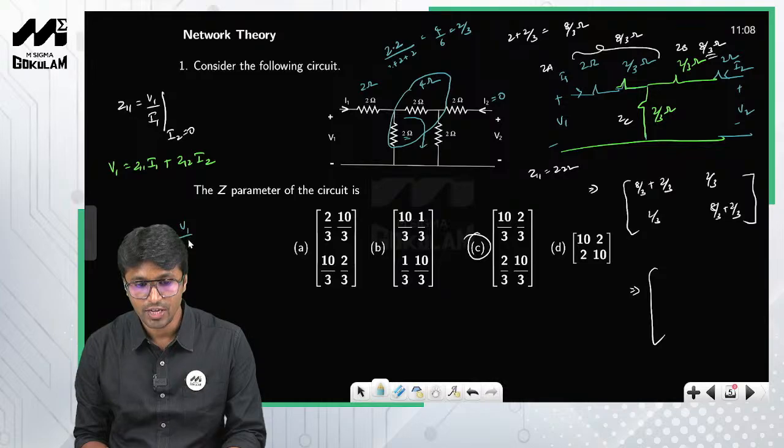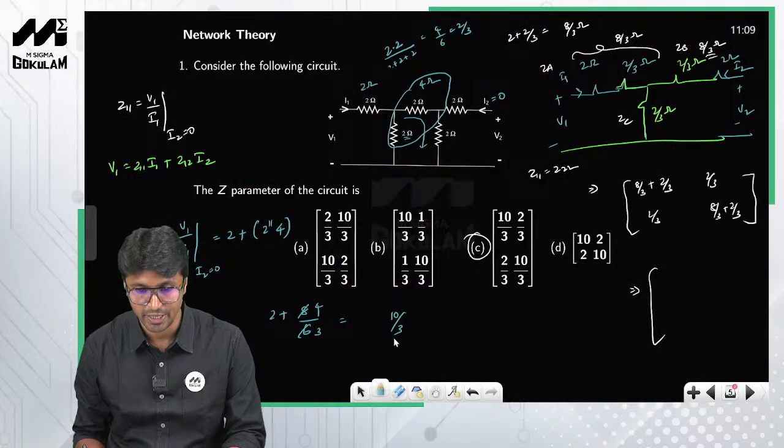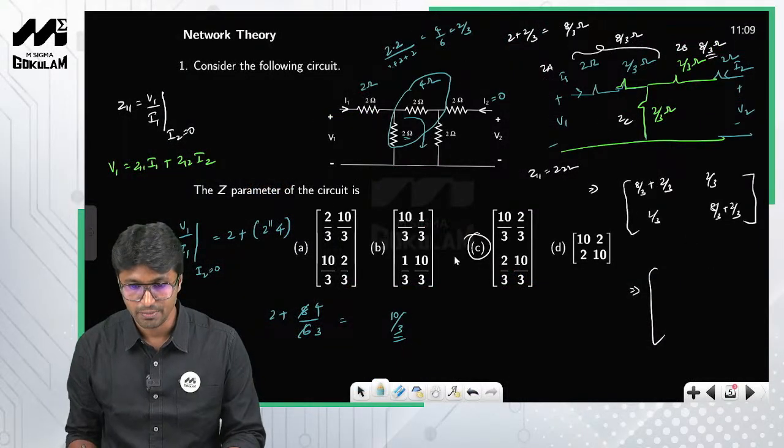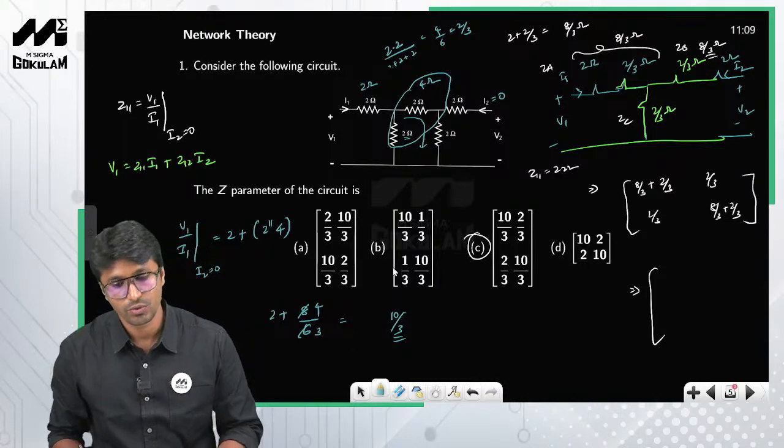So V1 by I1 given I2 is equal to 0 will be 2, which is in series with this parallel combination, right? What is the parallel combination? 2 parallel 4, so 4 into 2 by 2 plus 4, which is 8 by 6, nothing but 4 by 3. So look at this one, 3 into 2 is 6, 6 plus 4 is 10, so 10 by 3. So precisely you got the same result, right? Similarly you can do it for the other parameters as well. This is how you solve this particular problem.